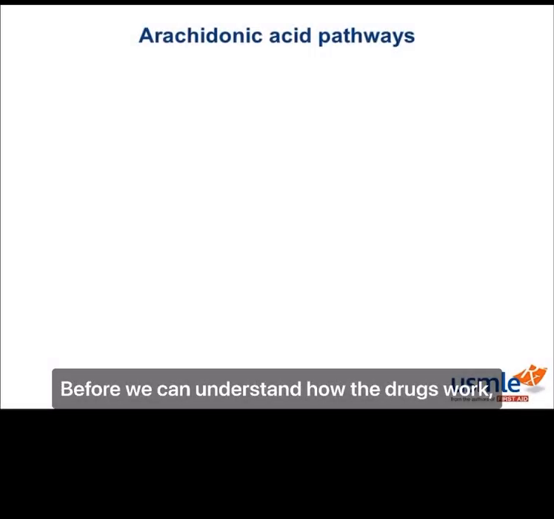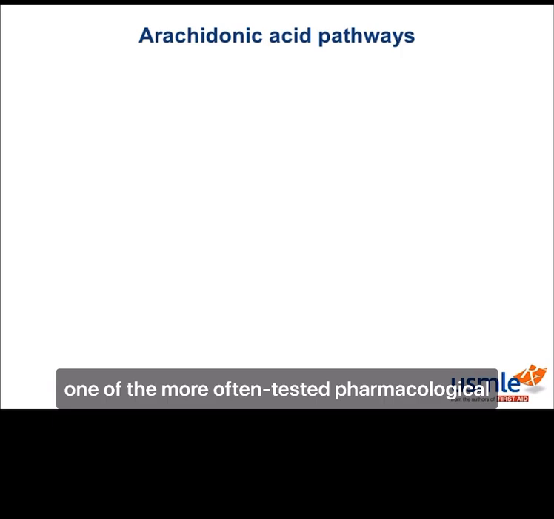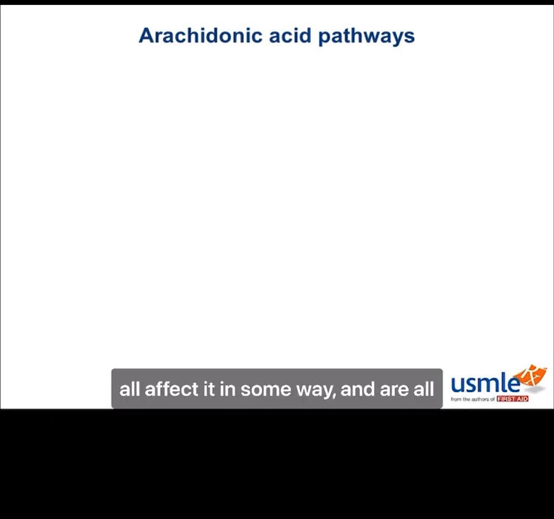Before we can understand how the drugs work, we'll need to take a look at the arachidonic acid pathway and understand the normal physiology. Though it may take a little effort, memorizing this pathway should prove fairly high yield, as it tends to be one of the more often tested pharmacological pathways, since aspirin, NSAIDs, and acetaminophen all affect it in some way and are all very common drugs. Let's go through it together. I'd recommend copying it down as we go.